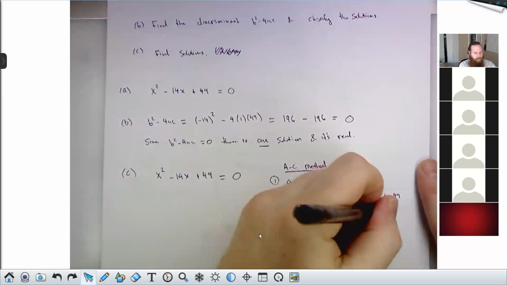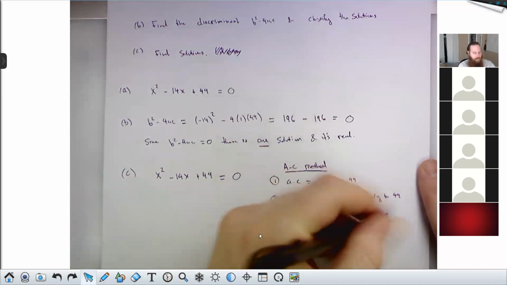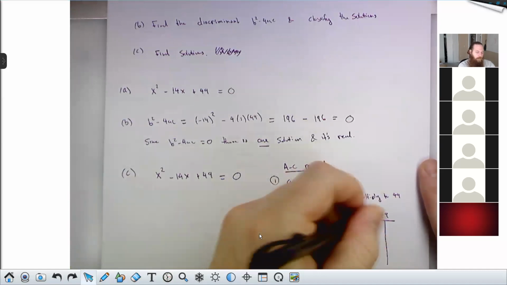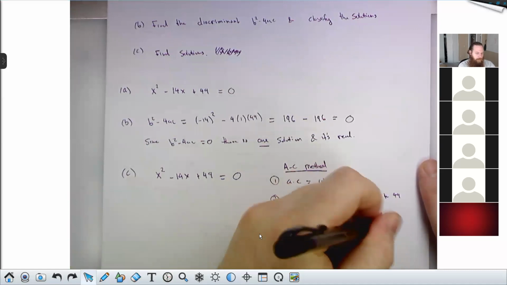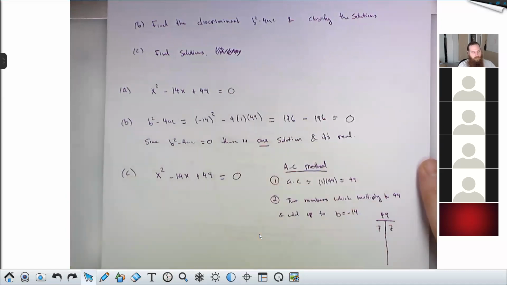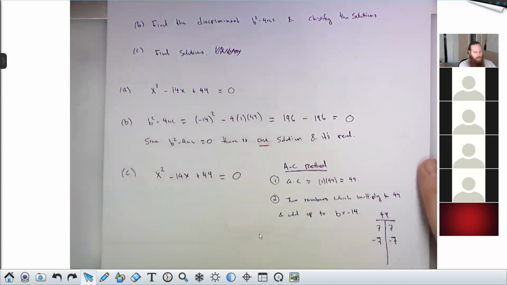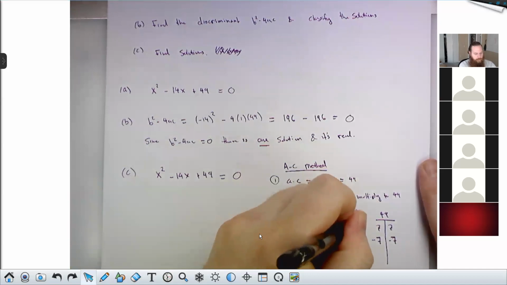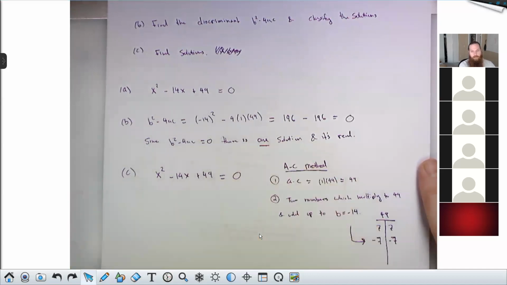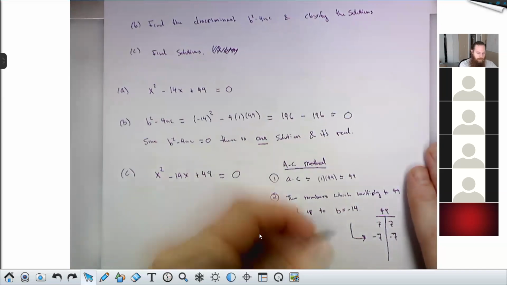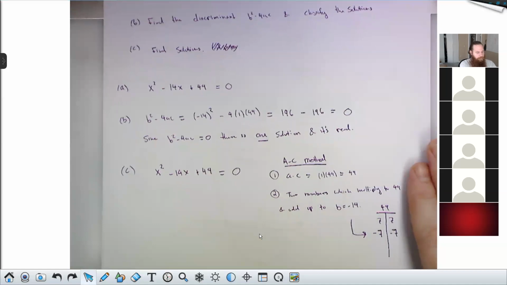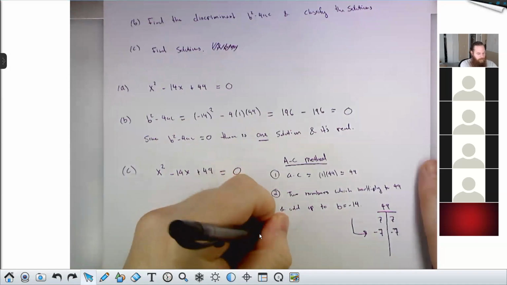So we think about divisors of 49. Divisors come in pairs. 49 is a perfect square. The only way to get 49 out is 7 times 7 or negative 7 times negative 7. And if you take these two, they do add up to negative 14. So my two magic numbers, whatever you want to call them, are -7 and -7.